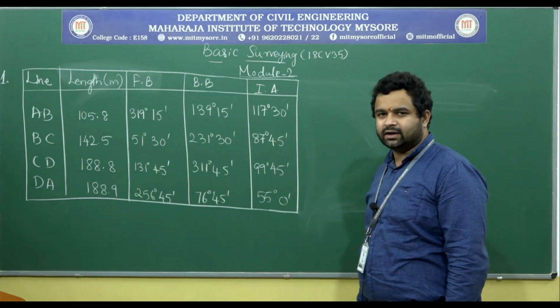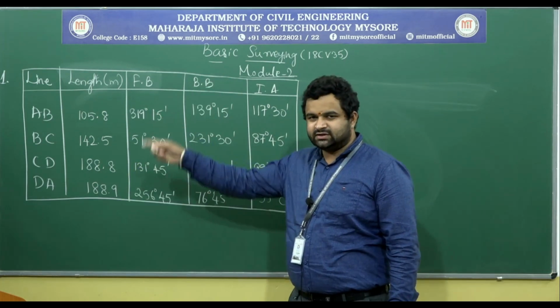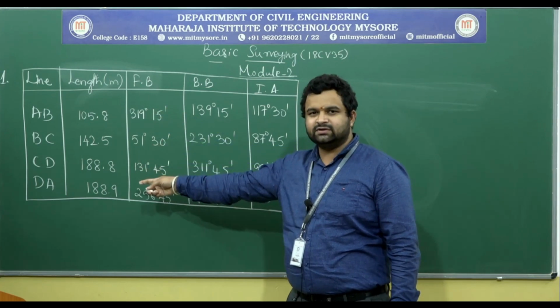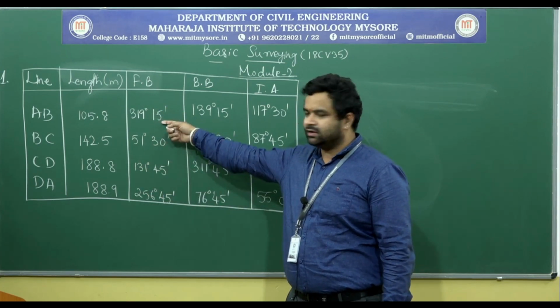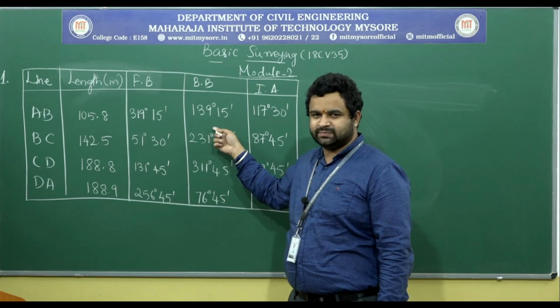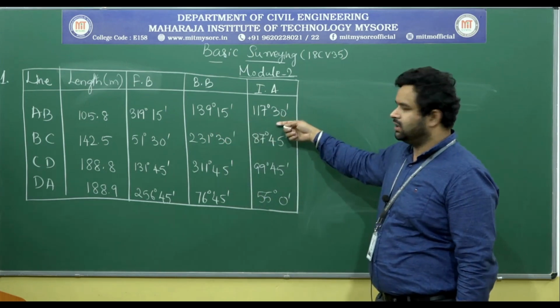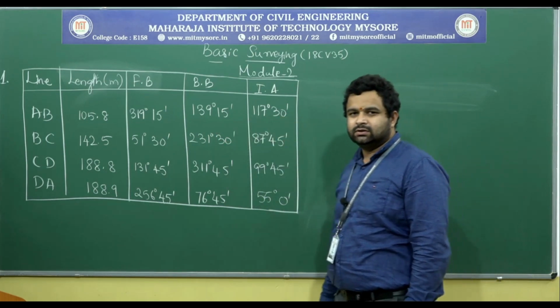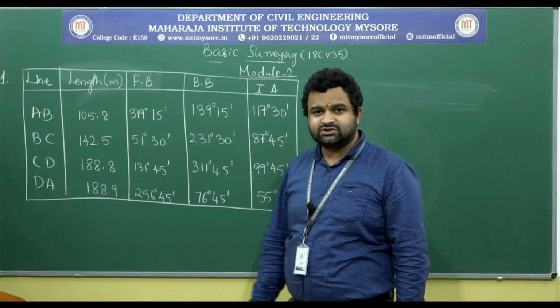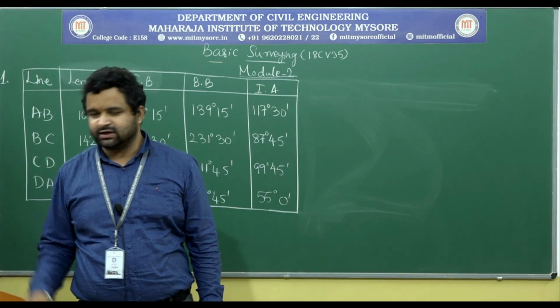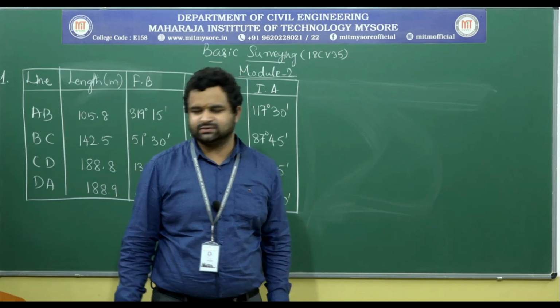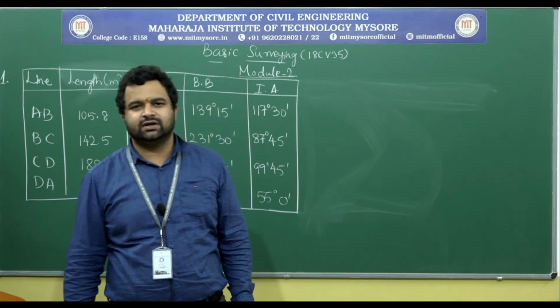So, this is the data given. Various lines are given whose lengths are given in the second column, and the fore bearing and the back bearing of the lines are also specified, and they have also given you the included angles. What he has asked you is to check whether the traverse is a closed traverse. If not, balance it using the transit rule.